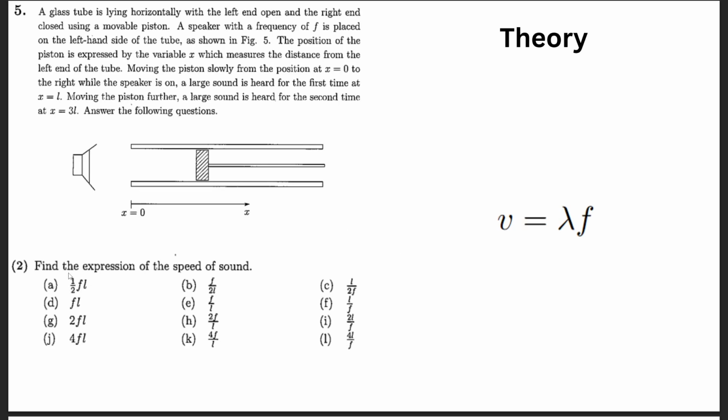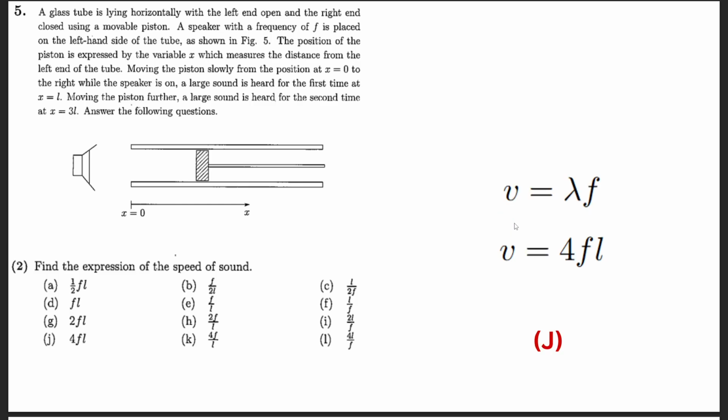Number 2. Find the expression of the speed of sound. So you have to know that v is equal to lambda times the frequency. So since we know that lambda is 4L, and we know from the problem the frequency is F, the speed of sound is 4FL, that is the answer J.